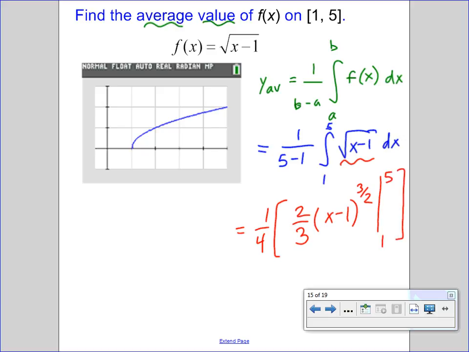Yes. Let's do it. I told you I was feeling non-calc. Bam! Look at us go. So can I take the 2/3 out too? Let's take it out so we don't trip on it. That is just a multiplier, right? And now let's evaluate through. So I'm going to do 5 minus 1 is 4 to the 3/2 minus 1 minus 1 is 0 to the 3/2.